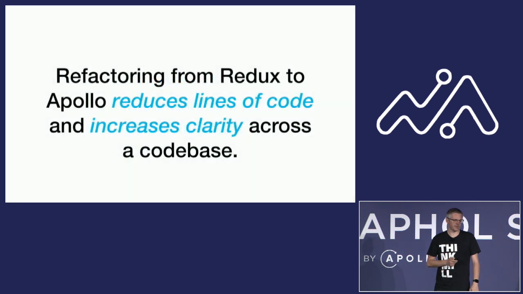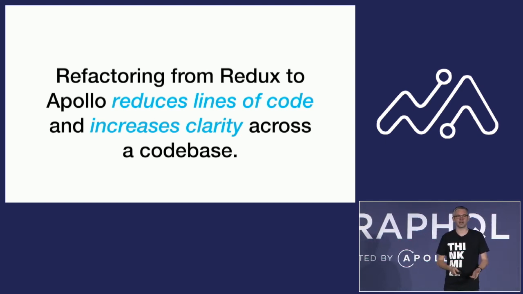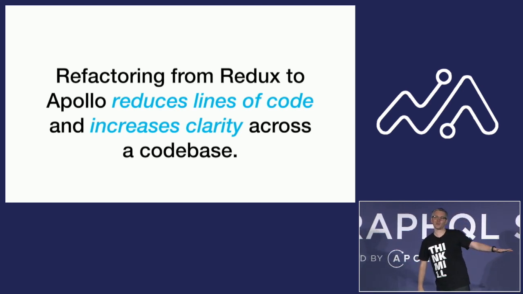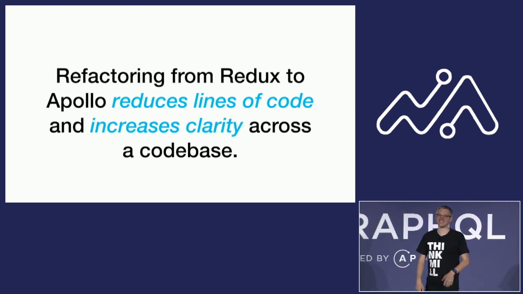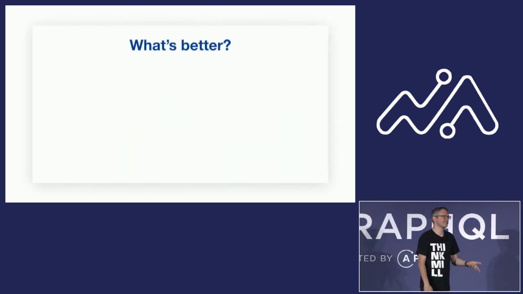Because of that, refactoring from Redux to Apollo tends to, in my experience, reduce the lines of code and increase the clarity across an entire code base. It's awesome. I do this every time I get my hands on a code base with Redux. I'm like, oh, let's get some Apollo in here. Throw this in the bin. It's great, but why? Again, the whole point of this is to be thinking about what's actually better. Why are we seeing these effects?